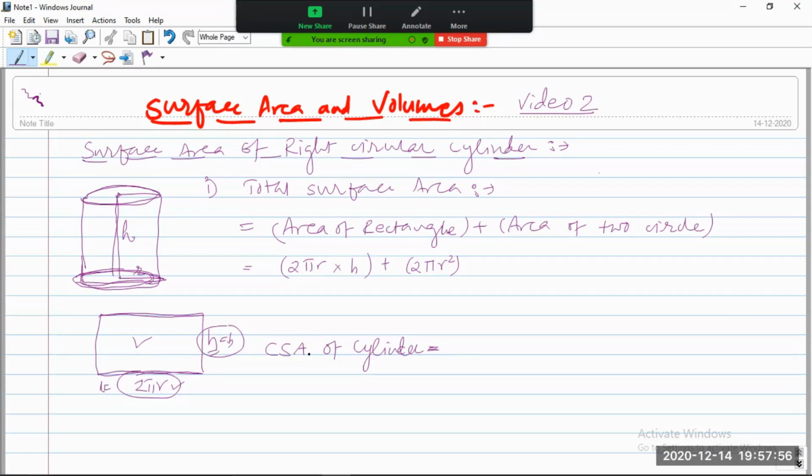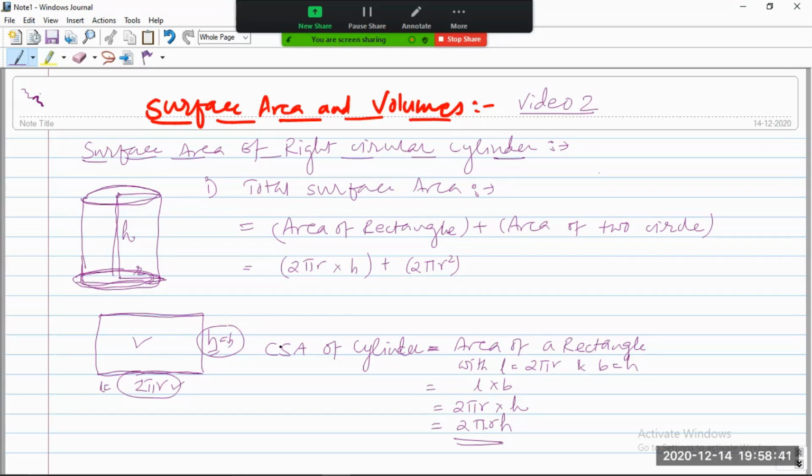So we come to know that the curved surface area of a cylinder is nothing but the area of a rectangle with the length equal to the circumference of the circle and the breadth equal to the height of the cylinder. The area of the rectangle is length into breadth. Obviously the length is 2 pi r here and the breadth is h. So the curved surface area of a cylinder is given by 2 pi r h. It is so simple to keep in mind.